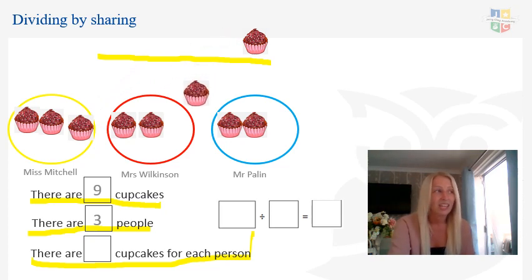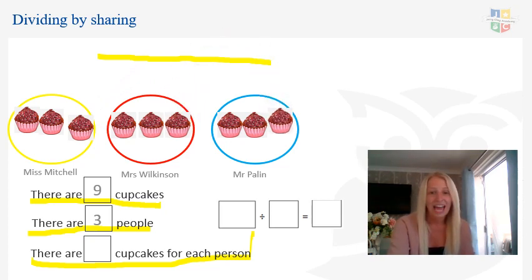Another 1 for me, another 1 for Mrs. Wilkinson, and another 1 for Mr. Palin, so that we've all got the same and all the cupcakes are gone. So now we can answer: there are something cupcakes for each person.